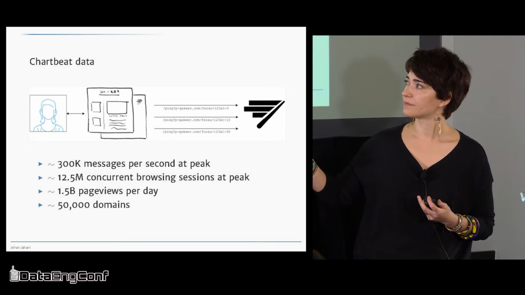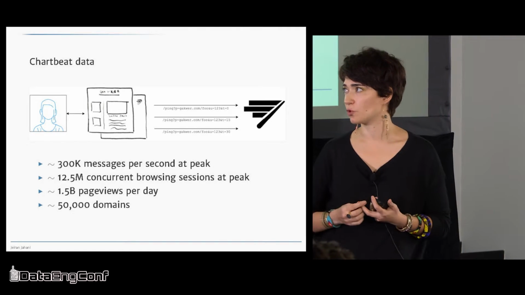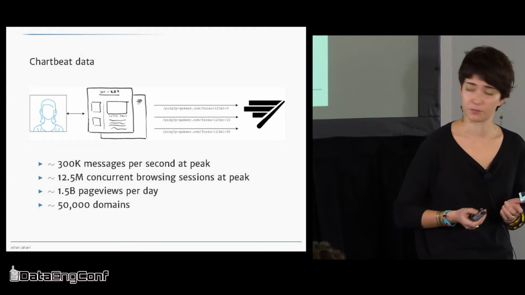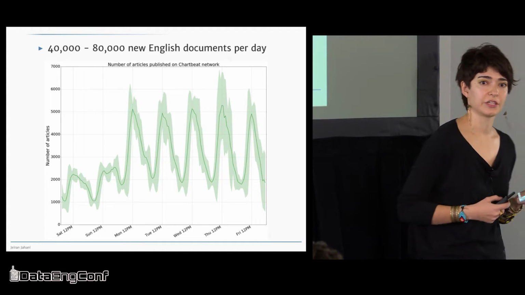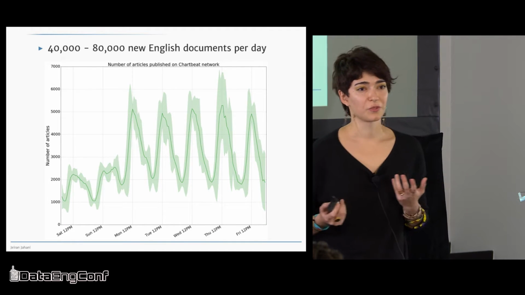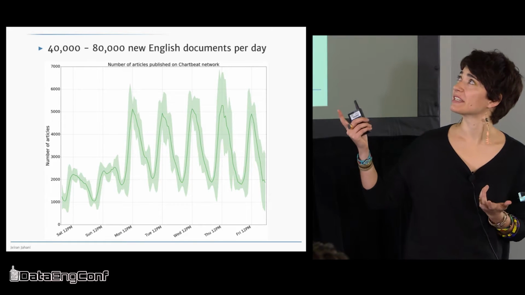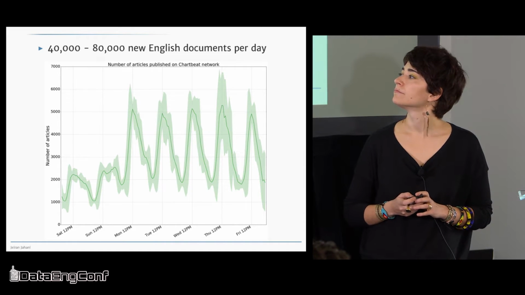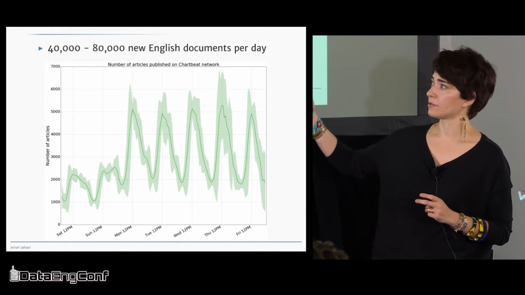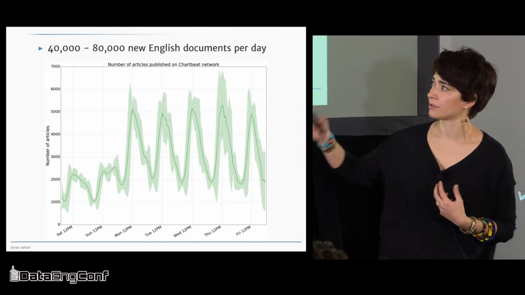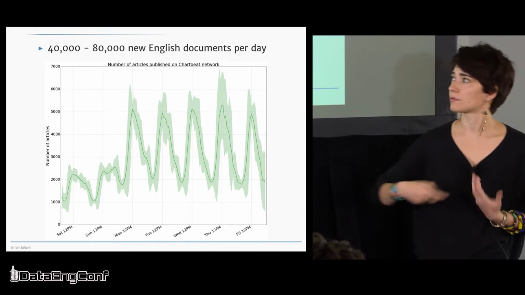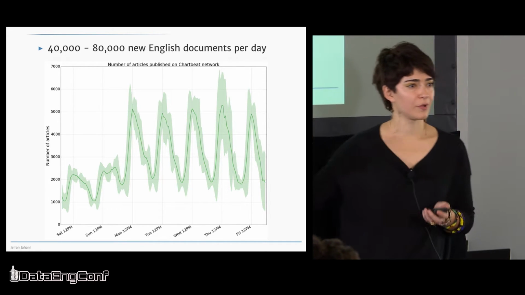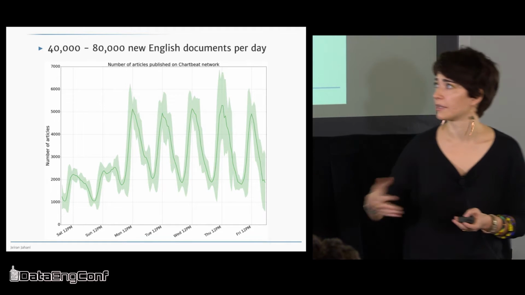The scale of the data at peak on a per day basis is 1.5 billion page views per day. And it comes from 50,000 different publishers. A lot of them are non-English publishers. A lot of them are English publishers. 40 to 80,000 new English documents per day get published, and we track them. And this is the breakdown on an hourly basis as they come in. So weekends less, during the weekdays more publications, as expected. And these are the documents that we will go about clustering in real time as they're happening, as we're scraping them.